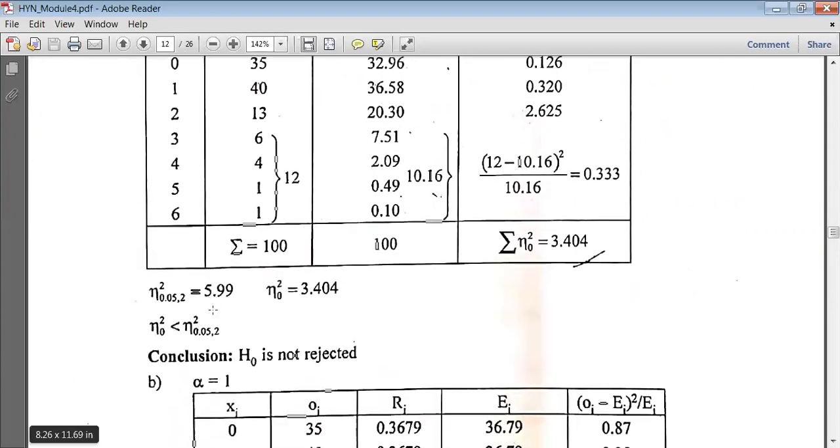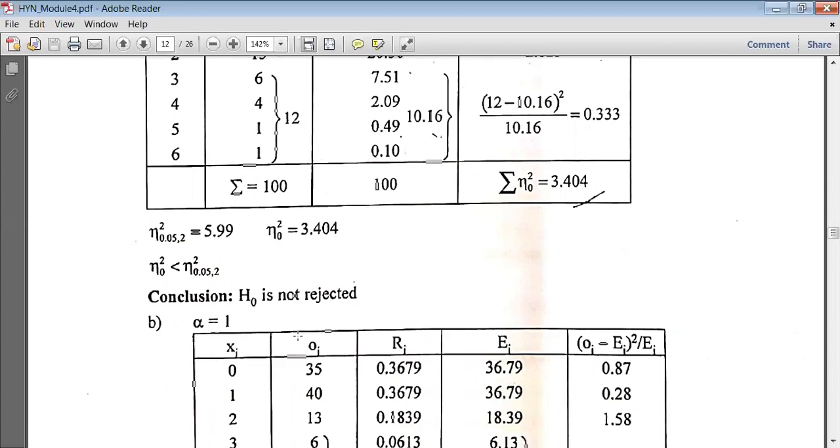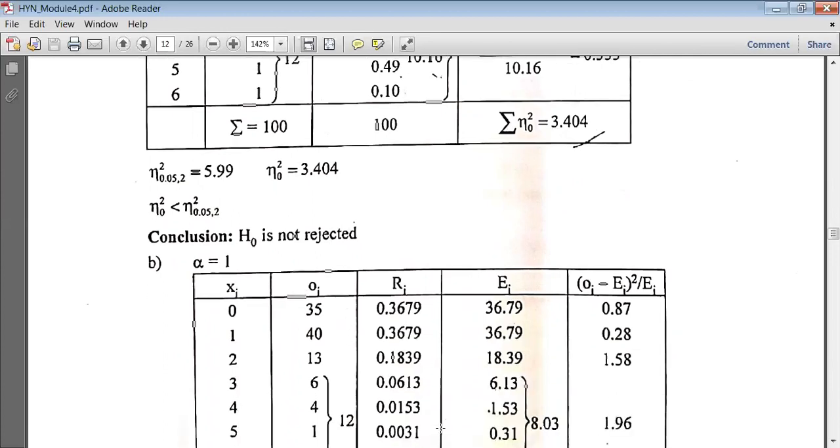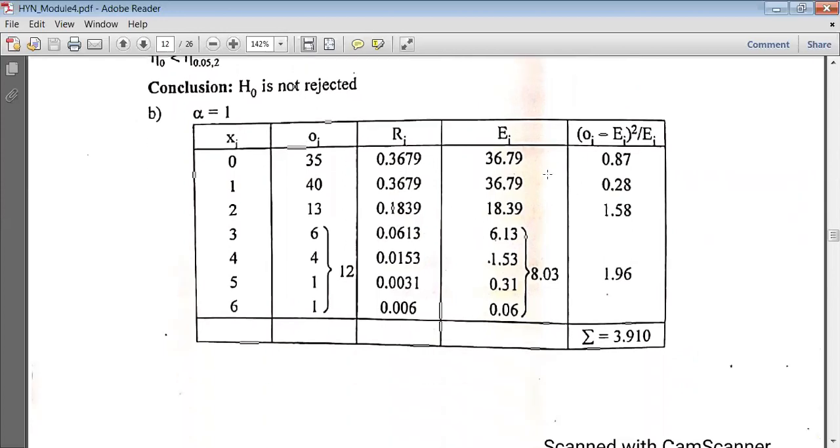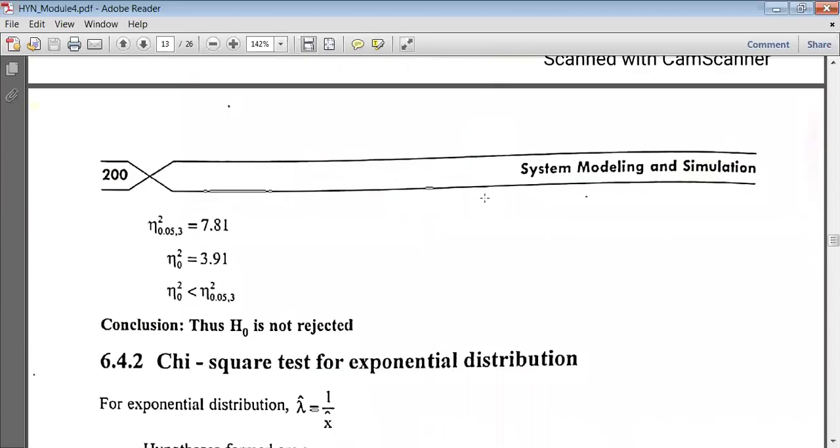Once you get this, we have to find the critical value for the level of significance 0.05 comma 2. Make use of the chi-square table and find this value. Then compare this value with the significance value. Since the chi-square value is lesser, we say that the hypothesis cannot be rejected, which means the data is accepted. The same thing they have solved for the alpha value as 1. Here also the expected value they have taken as greater than or equal to 20.